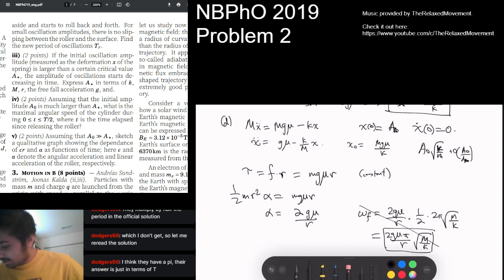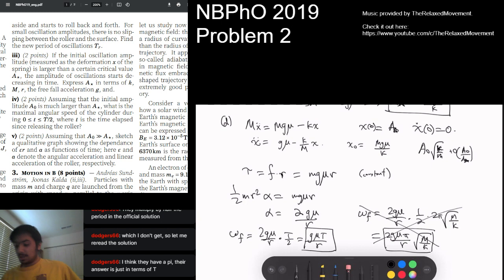In fact, let's just write this in terms of t. Omega f is just it's just this. Wait, Dodgers, do you understand why it should be 1/2 instead of 1/4?